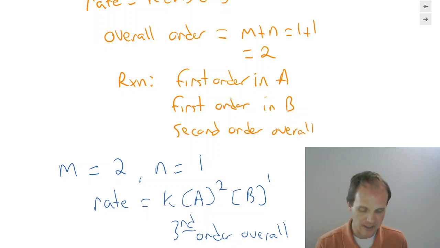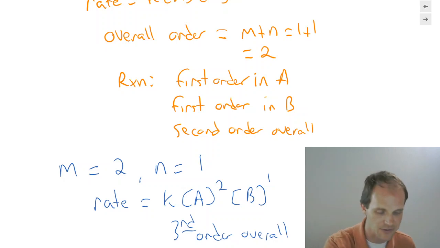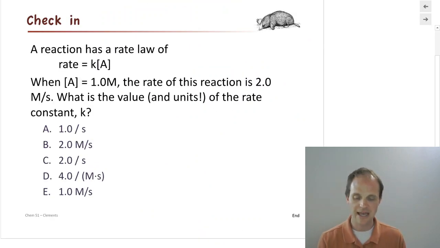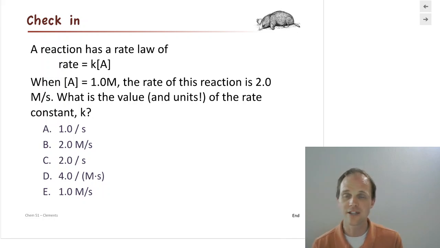All right, let's do some specific examples and see if we can see some things we can learn from these rate laws. So we've got a reaction. It's got a rate law of k times the concentration of A. So we call that a first order reaction in A. We know that when the concentration of A is 1.0 molar, the rate of the reaction is 2.0 molar per second. What I want you to do is figure out the value and the units of the rate constant k. Go.